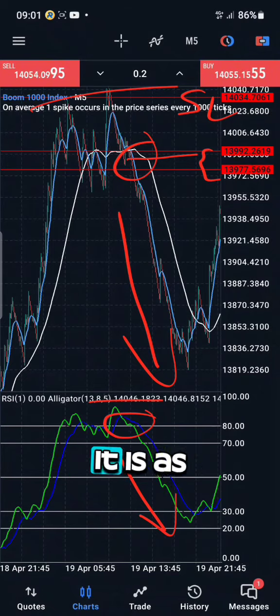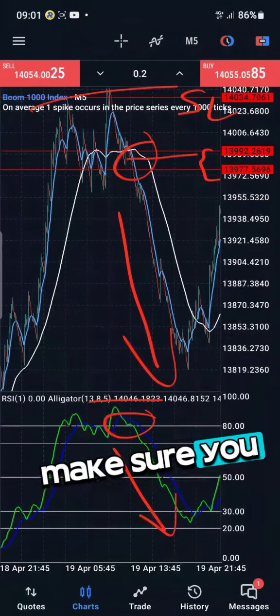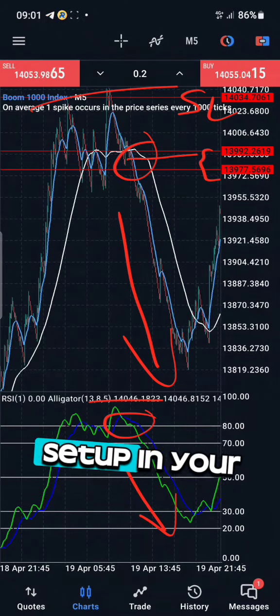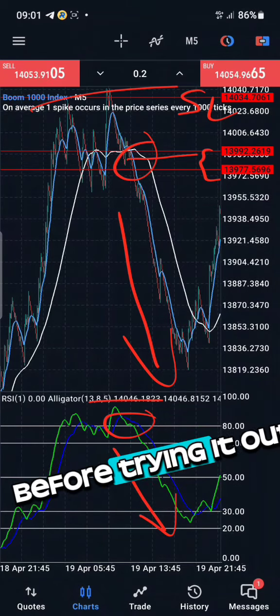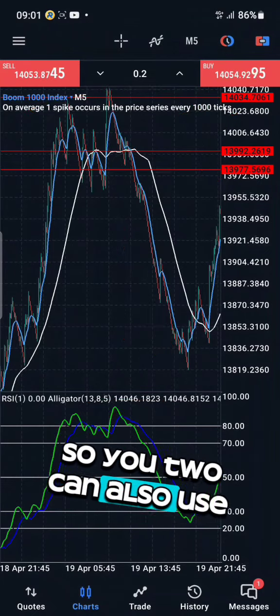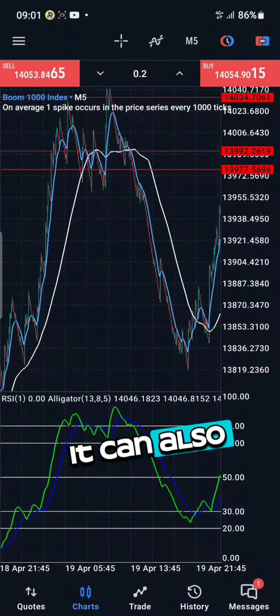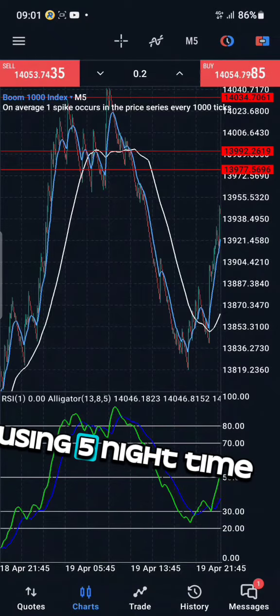Okay, so that is it. It is as easy as that. So you guys can go over this. Make sure you understand the strategy, have the setup in your chart, and practice on your demo account very well before trying it out on your real account. I prefer using 5-minute time frame, so you too can use 5-minute time frame. It can also work for other time frames also, but personally I prefer using 5-minute time frame.